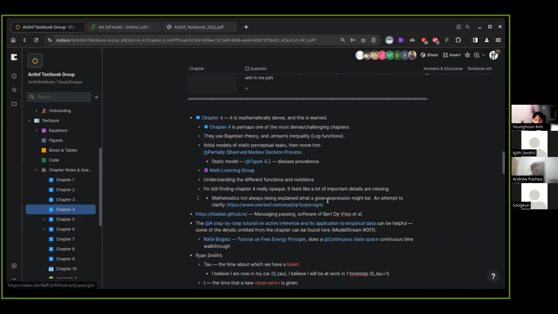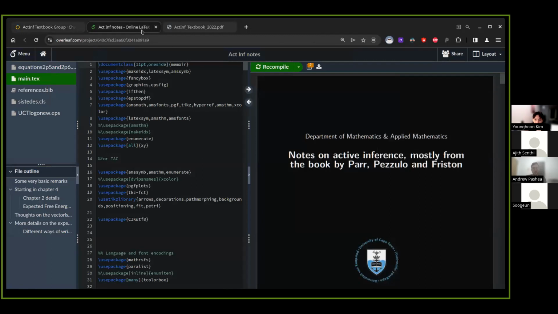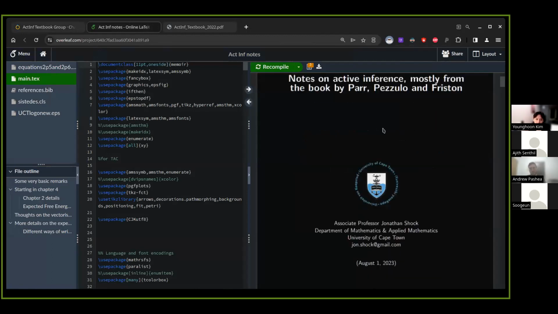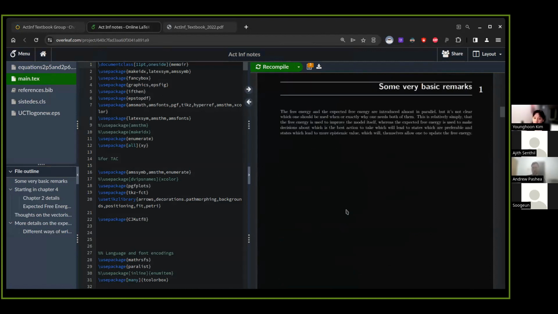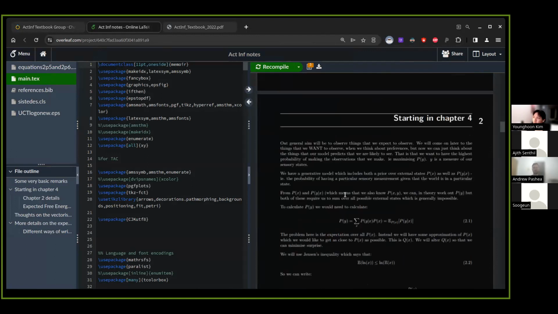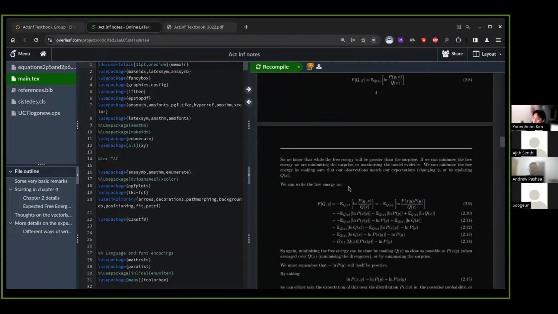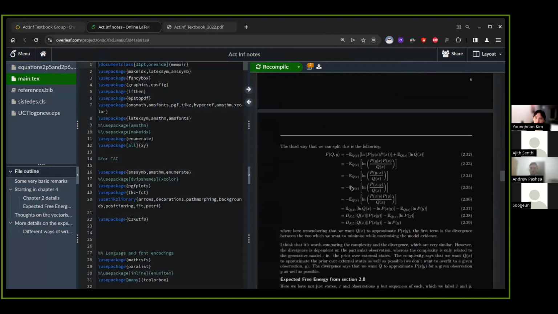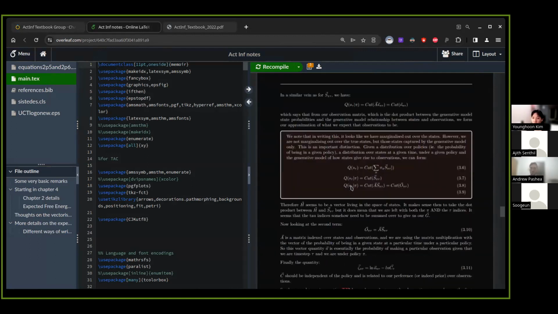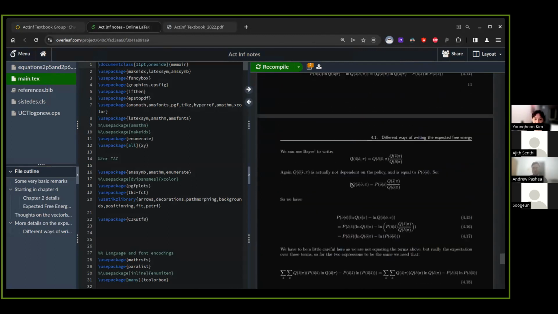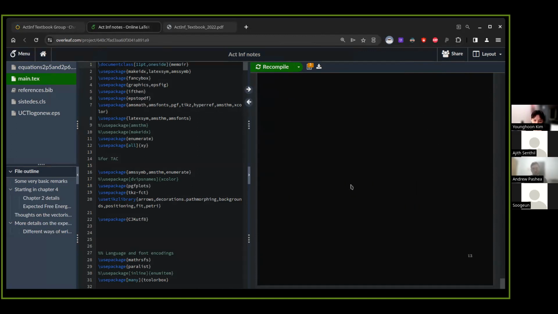And also here I see this Overleaf link. This was prepared, wow, I guess he just added this in. This is from Jonathan Schock. Yes, I found it to be very helpful. That's awesome. Thank you, Jonathan.